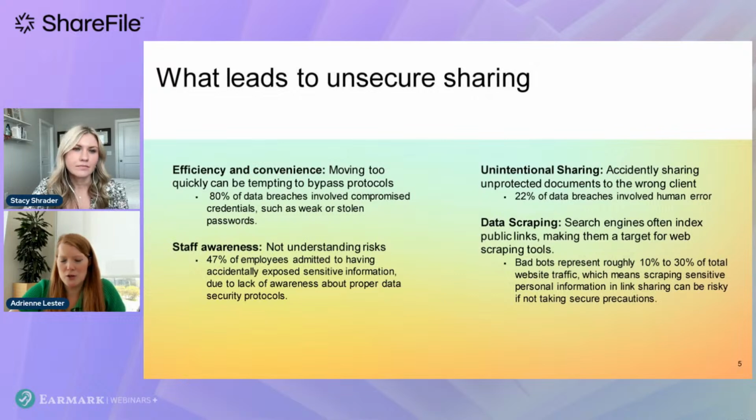So what leads to unsecure sharing? We came up with 4 different categories that we wanted to walk you through and help you understand. So efficiency and convenience is one that Stacy really touched on. And this is just the nature, it feels like, of the day and age that we live in. People like to do things fast. People like to do things hopefully in the most productive way. And so really the most secure product that you'll have is a blend of both. You want it to be efficient and convenient with all of the security measures inside of that.